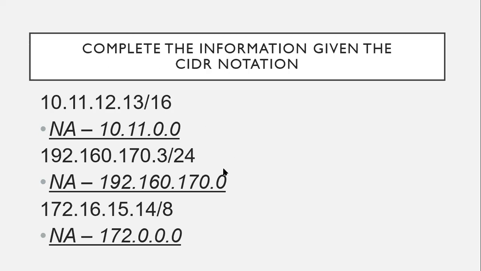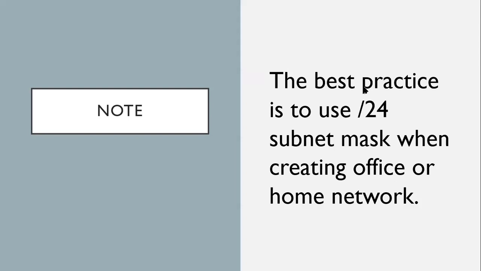So we can now proceed to our next activity, designing a multiple network diagram. However, before we proceed with that, let us take note that in the real world, the best practice is to use /24 subnet mask when creating office or home network. So this is the default. It actually comes default to your Windows. If you are statically assigning IP address to your Windows machine, it will give you a /24 subnet mask.